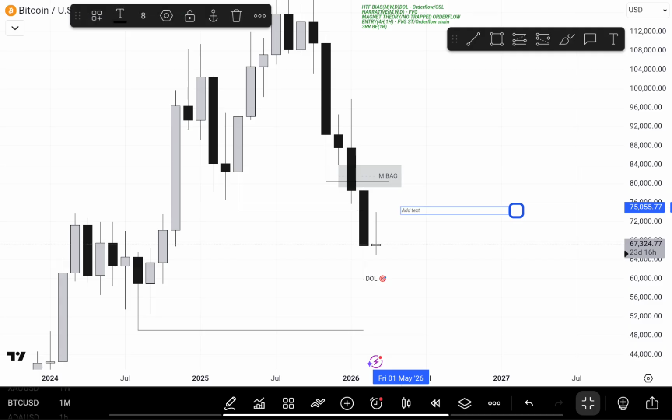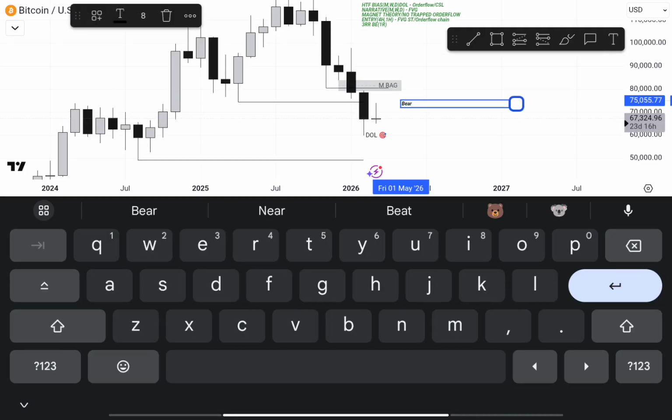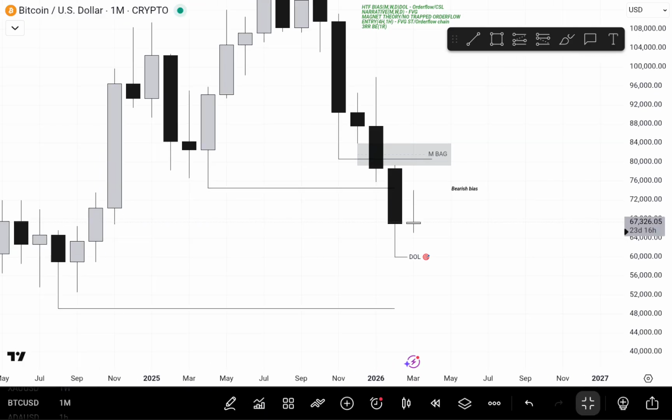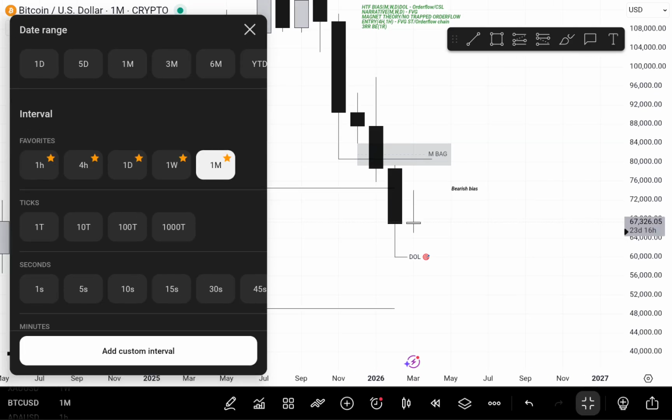So we have a bearish bias, and we know where price is heading to. Let's move down to the weekly to see if we have any fair value gap that price could use to move lower, apart from this monthly gap.